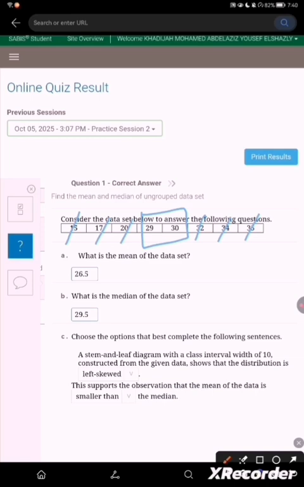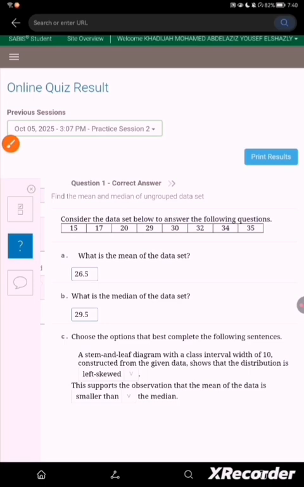Now, if you had another example where your 2 middle numbers are very far apart and you can't guess what your median is, all you have to do is grab your calculator. You do 29 plus 30 and divide that by 2, and you get an answer of 29.5. And that's your median. Okay?